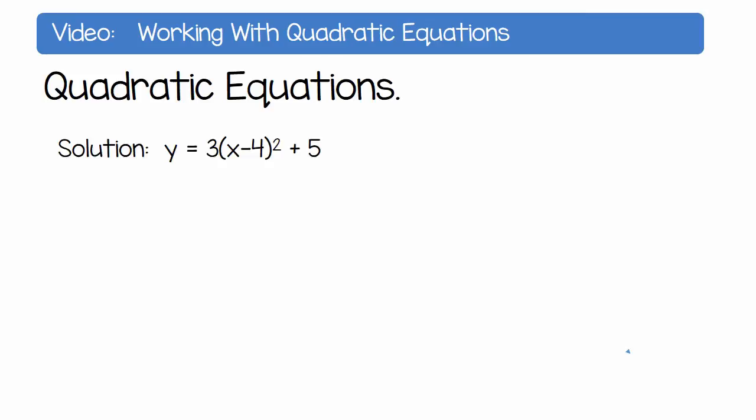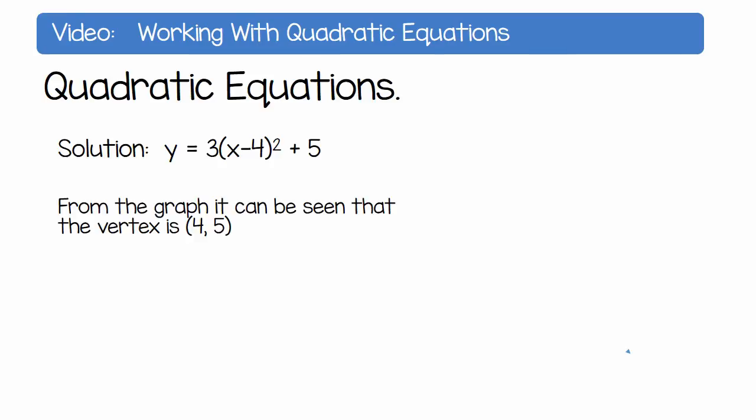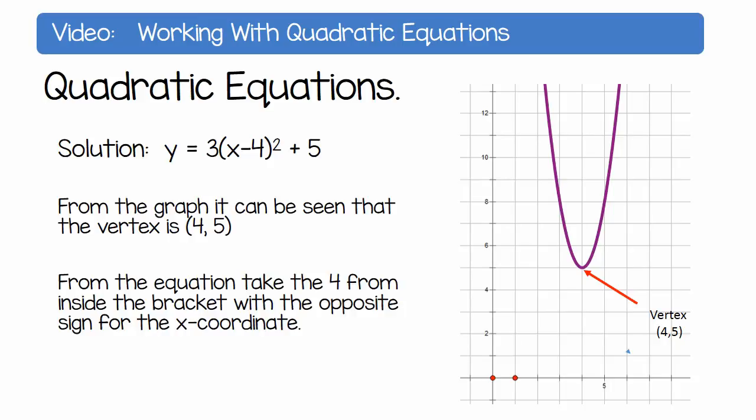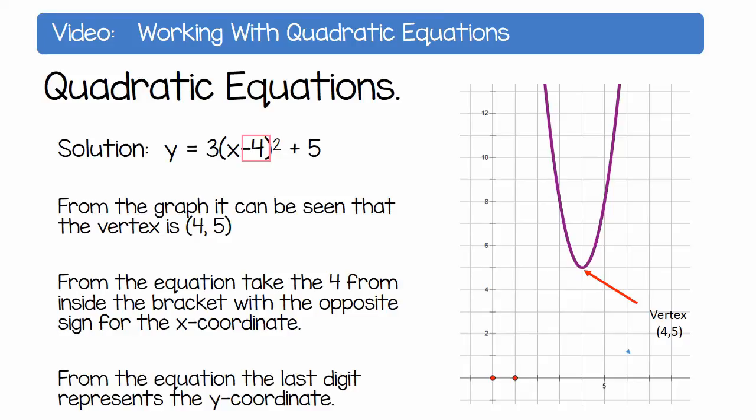So if we take the equation y equals 3(x minus 4) squared plus 5, from the graph it can be seen that the vertex is at 4, 5. From the equation, take the 4 from inside the bracket with the opposite sign for the x-coordinate of the vertex. The last digit represents the y-coordinate. So from the graph, the vertex is 4, 5. From the equation, the vertex is 4, 5. It matches.